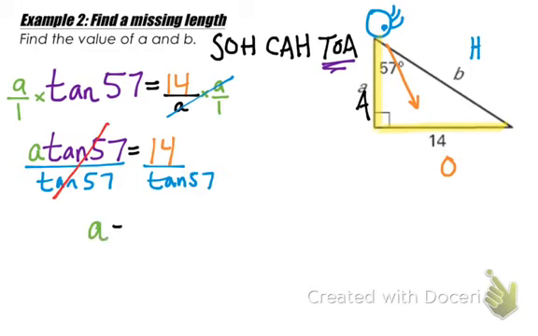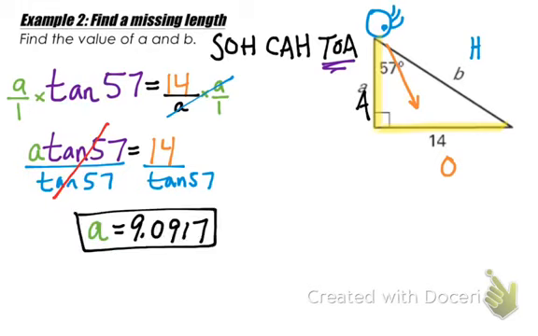Okay? And then in your calculator, you type in 14 divided by tangent of 57, you get 9.0917. So that's A. Once you have two lengths of your right triangle figured out, one option, and I'm going to show you this option, I mean you could use trig again if you'd like to, but once you have two lengths of your right triangle given, you can use the Pythagorean theorem to figure out that third side. We have 1, 2, and we have to find that missing third side. We can use the Pythagorean theorem. So that'll be your C, because that's the hypotenuse.